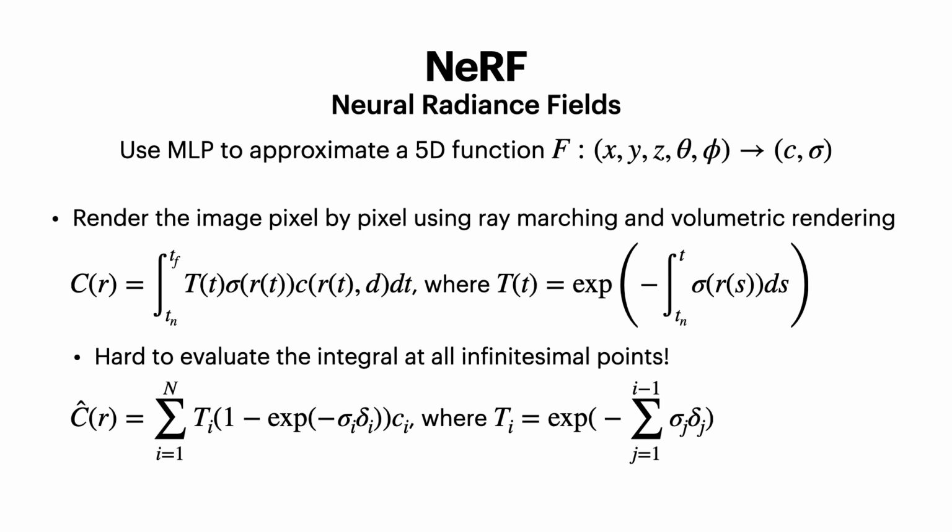To put this problem into perspective, we have to look at how neural radiance fields, abbreviated as NeRF, works. It uses an MLP to approximate a 5D function which maps XYZ coordinates of a 3D point and the corresponding viewing direction to the color of the point and its optical density. The color is fairly straightforward. The optical density is related to the probability that a light ray would terminate at this point.